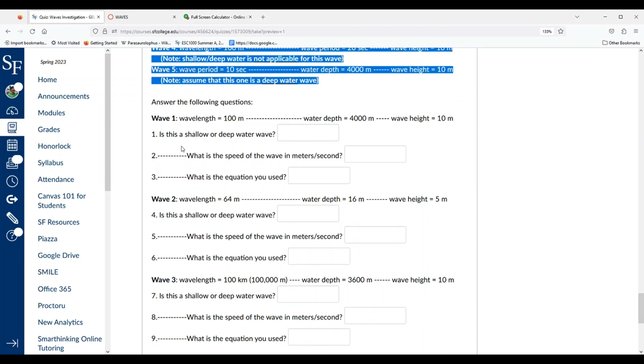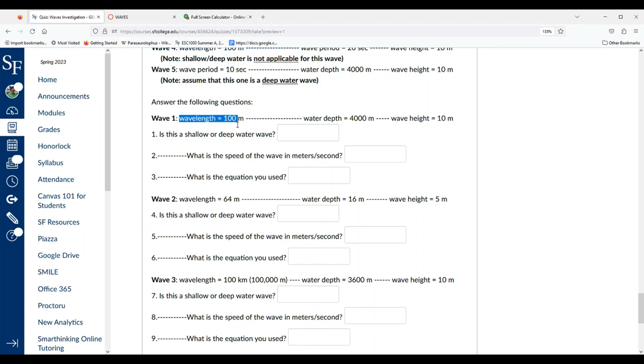First of all, we have a wave with a wavelength of 100 meters, water depth of 4,000 meters. Notice that very often wave height is in here. Wave height is just there so that you can show that you know that wave height is not one of the things that determines the speed of a wave. Ignore it. So, is this a shallow water or deep water wave? Remember that when the water is deeper than 1/2 the wavelength, it's a deep water wave.